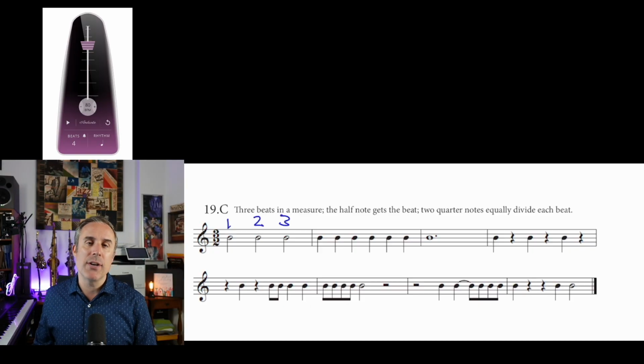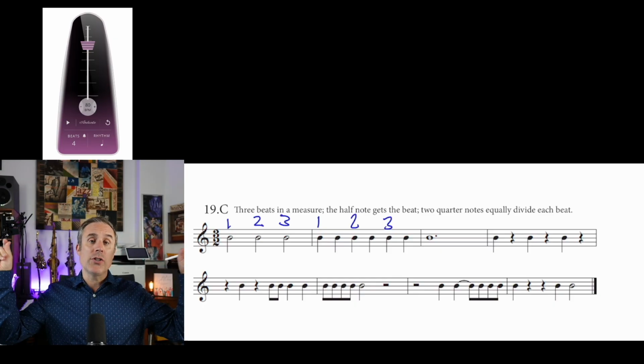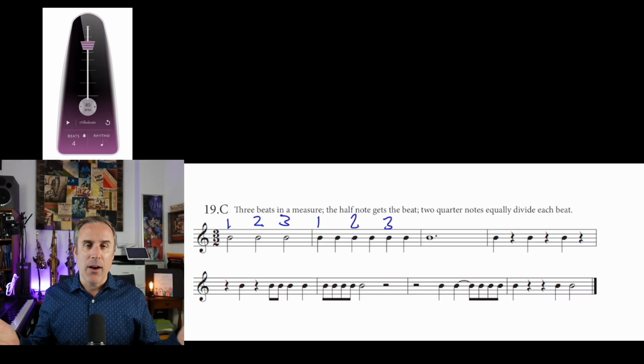The second measure is the subdivision of those half notes. So beat 1 will fall here, beat 2 will fall here, beat 3 will fall here. Here's what measure 2 would sound like. 1, ready, and ta, ta, ta, ta, ta, ta. All right, so we're subdividing a little bit differently here. We have to recognize that the half note's getting the beat in 3/2 and the quarter note's getting the subdivision.